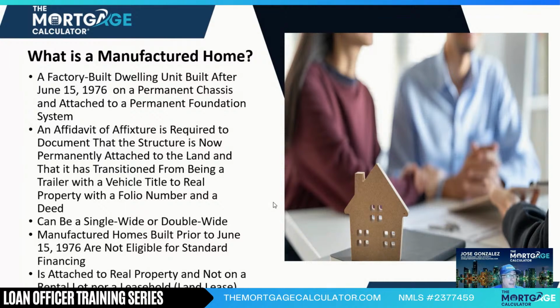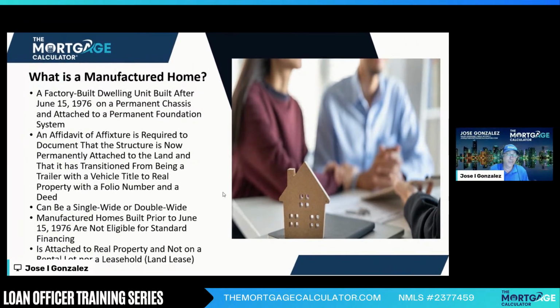So a manufactured home officially is factory built, right? They're built in the factory. They usually come in two pieces. A factory built dwelling unit built after June 15th, 1976, very important date, which is on a permanent chassis and attached to a permanent foundation system to the land, right? The land.